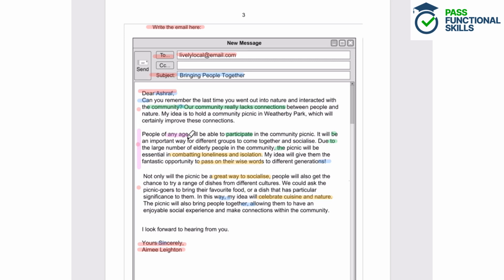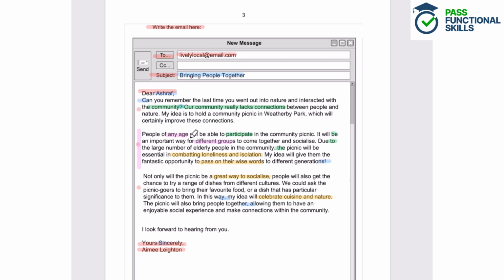And then the following sentence follows on from this idea, saying that it will help different groups, so different age groups, come together and socialise. So we've then followed on saying that due to the large number of elderly people in the community, the picnic will be essential in combating loneliness and isolation.